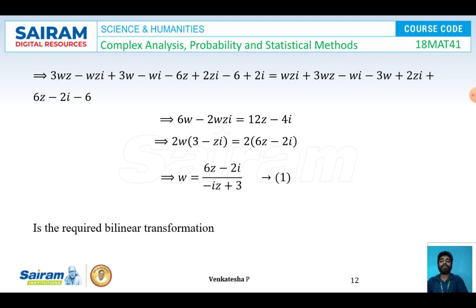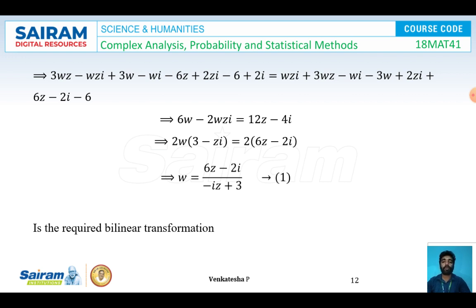minus 6. So now we can cancel this 3wz on both the sides, and we can cancel this minus wi on both the sides. We can cancel 2zi on both the sides, and we can cancel minus 6 also on both sides. So I got the equation now, 6w minus 2wzi is equal to 12z minus 4i.